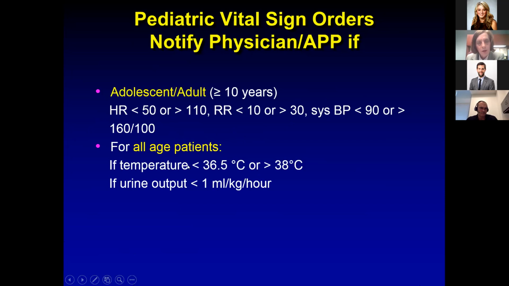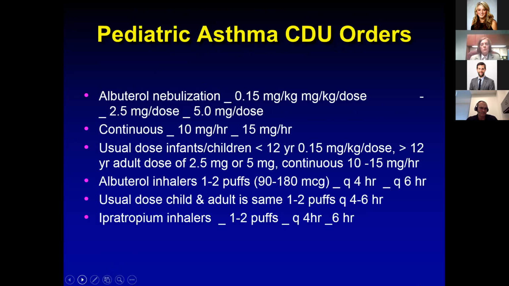And for anybody, and all age patients, we want to know if they're febrile or if they're really low temperature and hypothermic. And the rule of thumb for pediatric urine output is 1 cc per kilogram per hour. Okay. So what's the most common things we put in? And so I wanted to give you the general CDU order sets. And now I'm going to give you the specifics for asthma, because that's probably the most common thing people put in the CDU. For kids, okay?